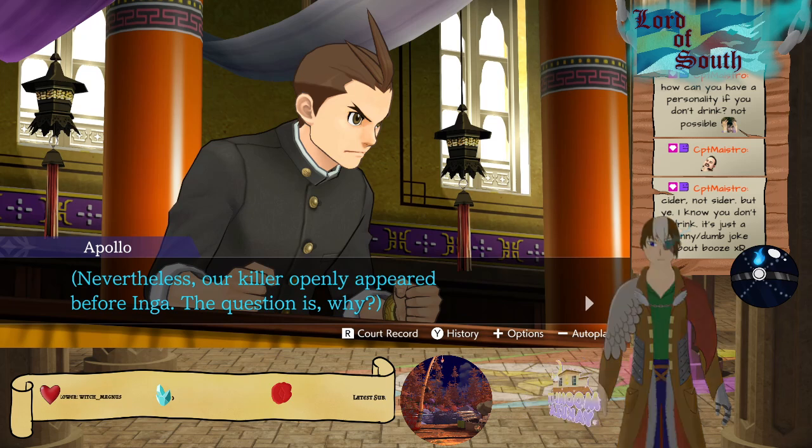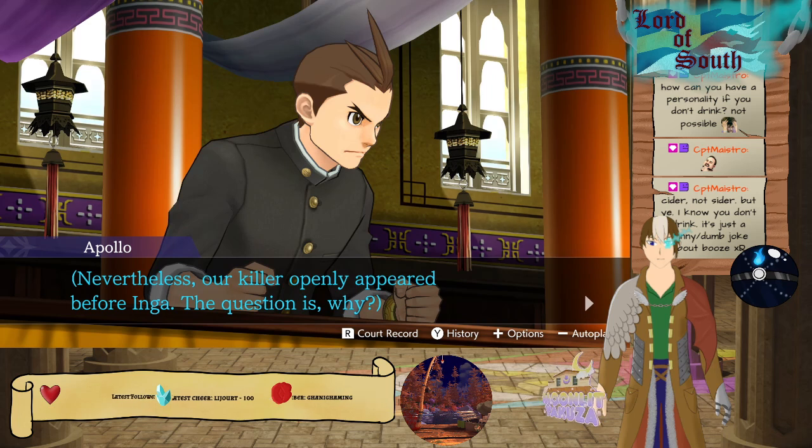See, they're not size. But yeah, I think I'm just going over to Swedish when I do that. I know you don't drink, it's just a funny dumb joke about booze. Yeah, I'm not taking any offense on anything like that, to be honest. Especially not from none of you as well.